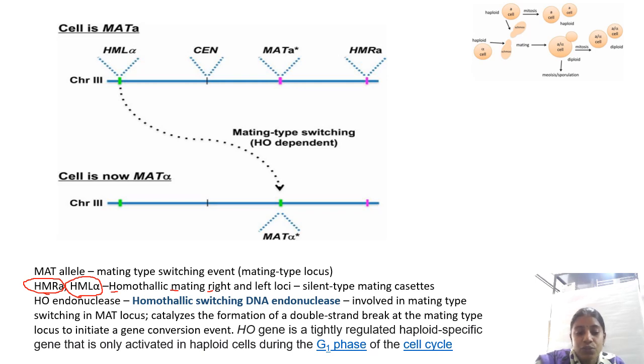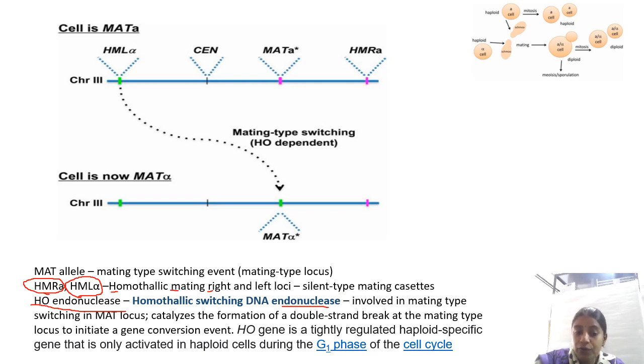So that is why these homothallic mating right and left loci are called silent mating type cassettes. The mating type switching event requires the participation of an important enzyme called HO endonuclease, which is known as homothallic switching DNA endonuclease. It is the endonuclease involved in the mating type switching at the MAT locus. So what is its function?